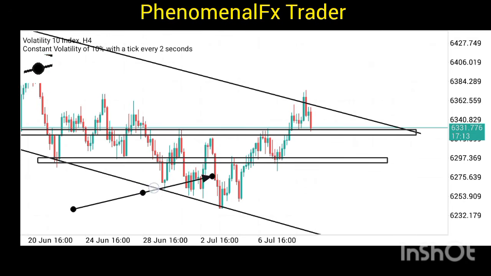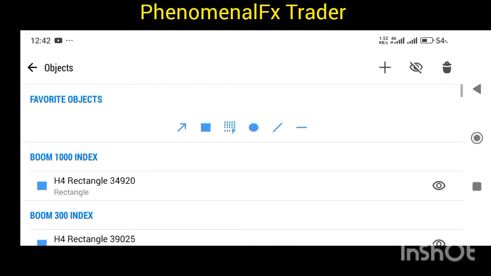And you see the market is actually creating higher highs and higher lows, meaning it is bullish. It's going to be buying. It's creating higher highs and higher lows. Let's look at it from this other angle.